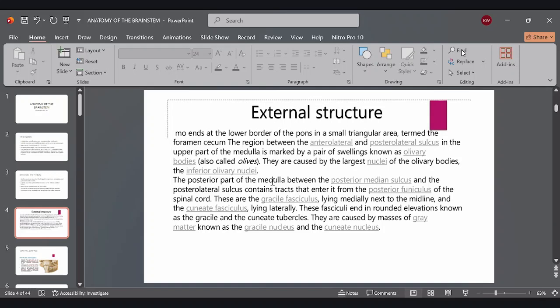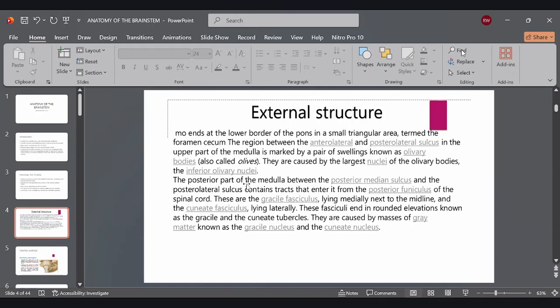Now, we want to look at the external structures of the medulla oblongata. Number one, the region between the anterolateral and posterolateral sulcus, you are able to see the marks of the olivary bodies. These are called olives. Now, these olivary bodies, you're able to see them at the anterolateral and posterolateral sulcus. You're able to see this body. Then they have the largest nuclei of olivary bodies and also the inferior olivary nucleus.